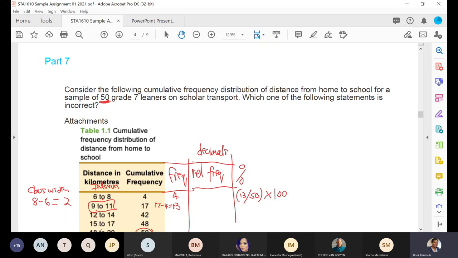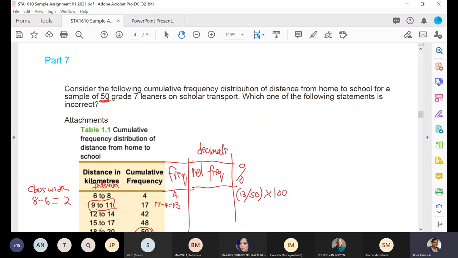So I must come back to this one. So this is part 7. I think part 7 had an issue. There are multiple incorrect answers here. So we're looking for the incorrect answer. Just give me a second. Okay, so we continue.